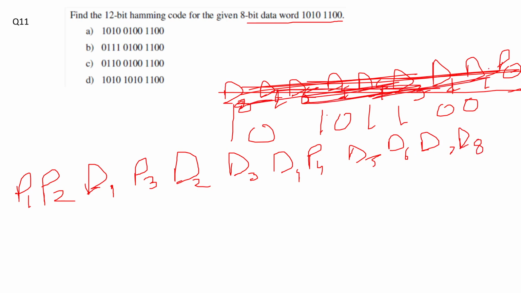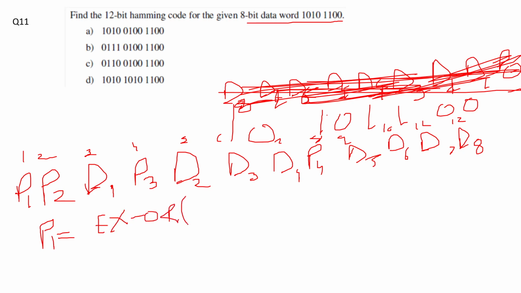So these are my parity bits here. Now I'll just mark the bit positions 1, 2, 3, 4, 5, 6, 7, 8, 9, 10, 11, 12. So what will P1 be equal to? P1 will be equal to the XOR of all data bits in which bit position at 1 is 1.